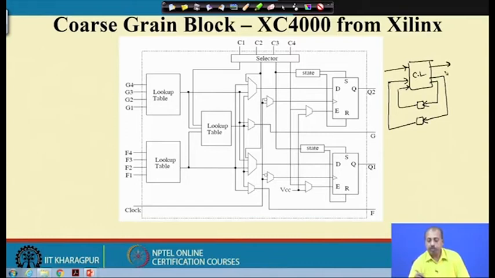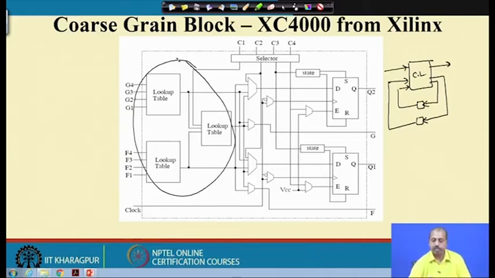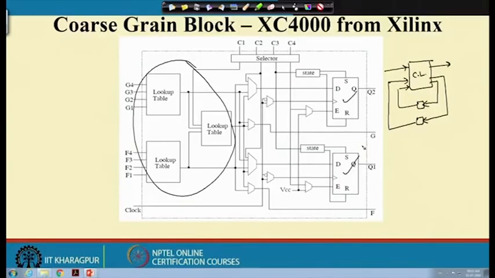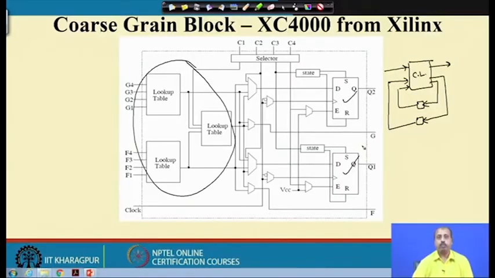Now, if you look into this structure, it is very likely that I will be able to realize this combinational logic using these lookup tables, and I have got 2 flip flops. These 2 flip flops can be used for that. So, you see, a sizable amount of a finite state machine can be realized by a single FPGA logic block of Xilinx. And of course, if there are a large number of such logic blocks available.